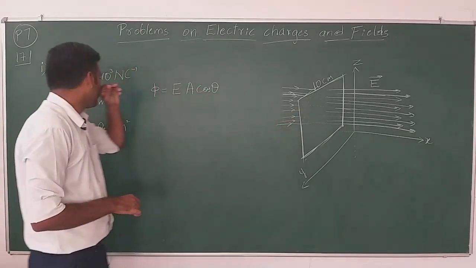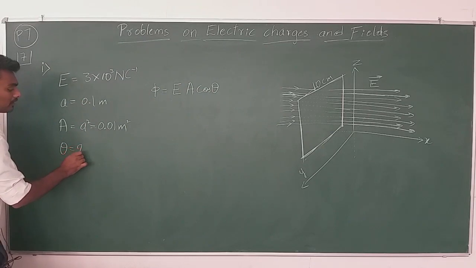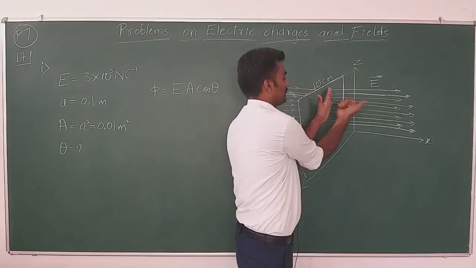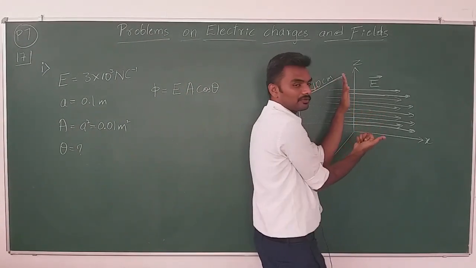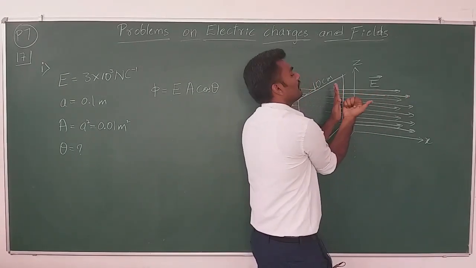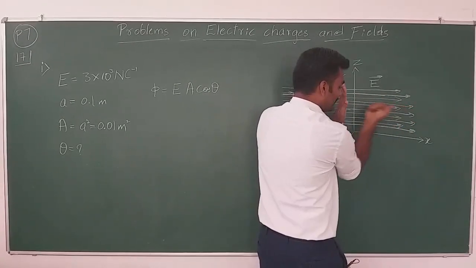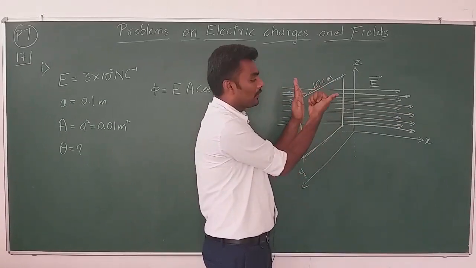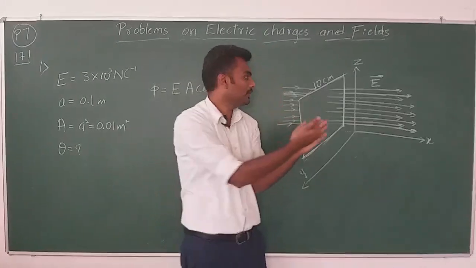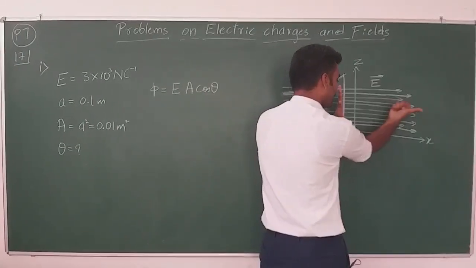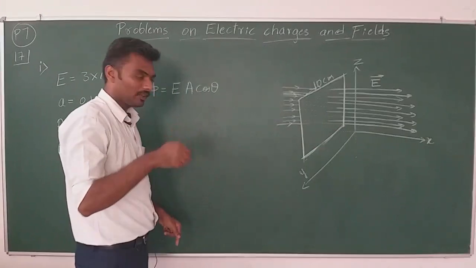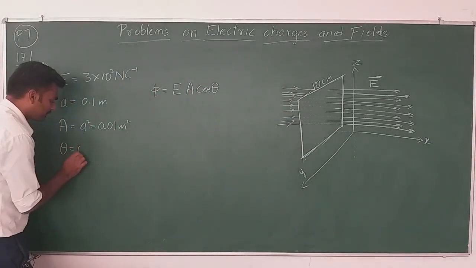E, the value of E is given. And what about theta? Look at this. The direction of the area is always normal to it, right? This is how the area lies, and this is how the electric field is passing through it. This is the direction of electric field, and this itself is the direction of given surface, because we all know that direction of the surface is always normal to it, like this, right? Both of them are in the same direction. That makes theta equal to 0 degree, right?